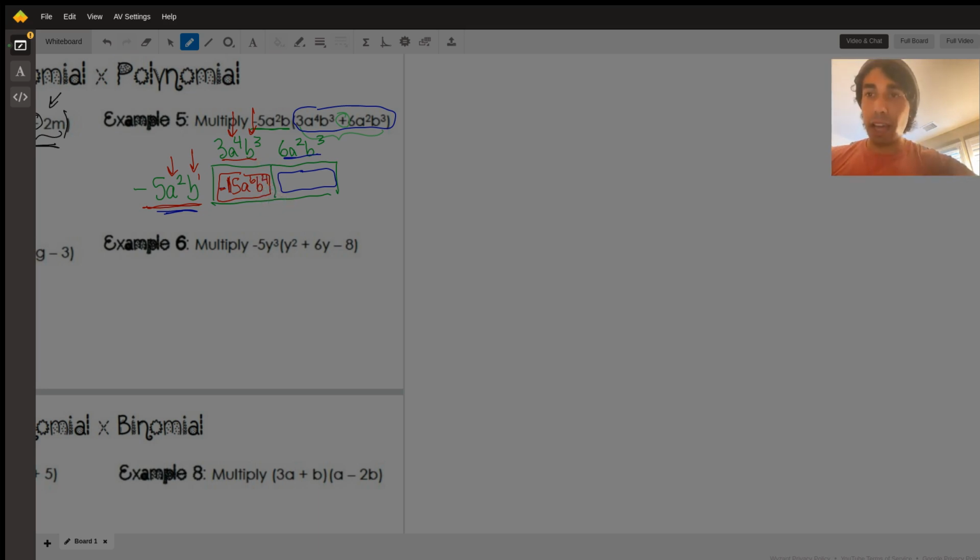Similar idea on the blue side. So we've got this guy right here times this guy. So multiply those numbers out in front. -5 times 6 is -30. A squared, or a power 2 times a power 2. You're going to add the exponents just like we always do. A to the power 4. And then b to the power 1 times b to the power 3. Add the exponents. 1 and 3, that is also a 4.